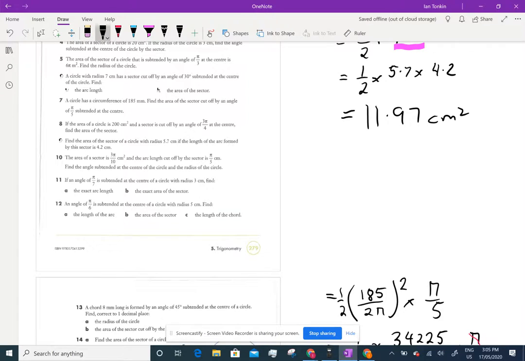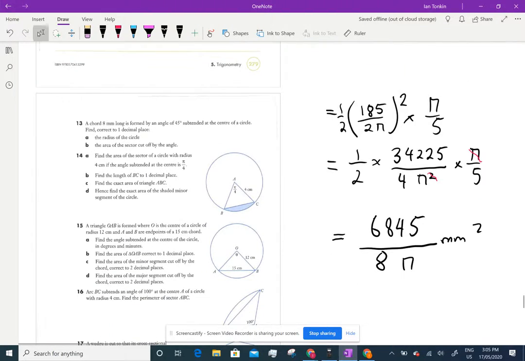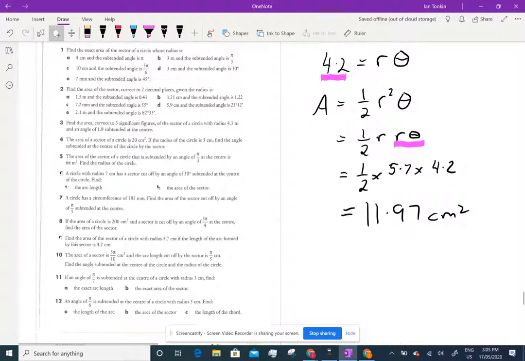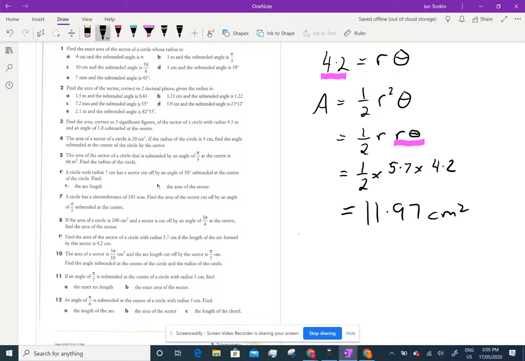Question 10 is similar. They give us the area of a sector, and the arc length is that. Find the angle. So go and have a go. If you're having trouble, come back. I'm going to do question 10 here. So question 10. And I'm going to do it in a different order.